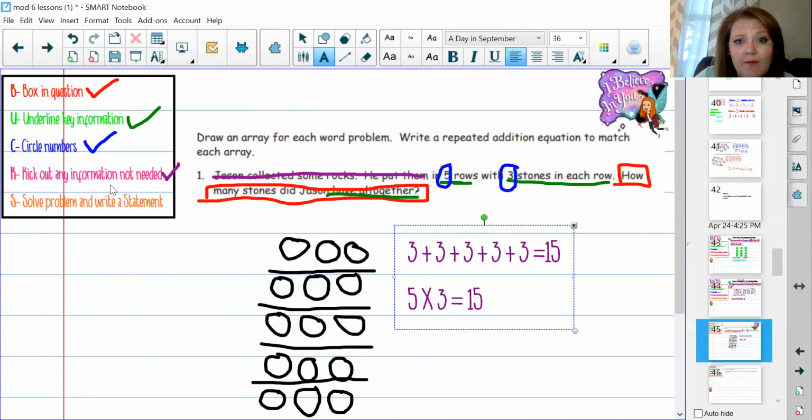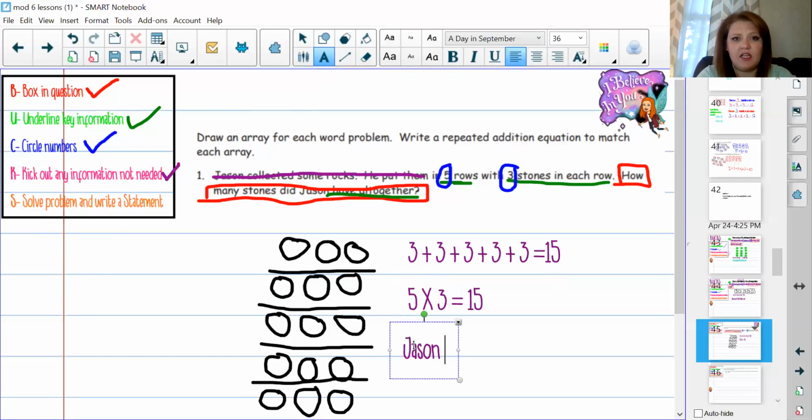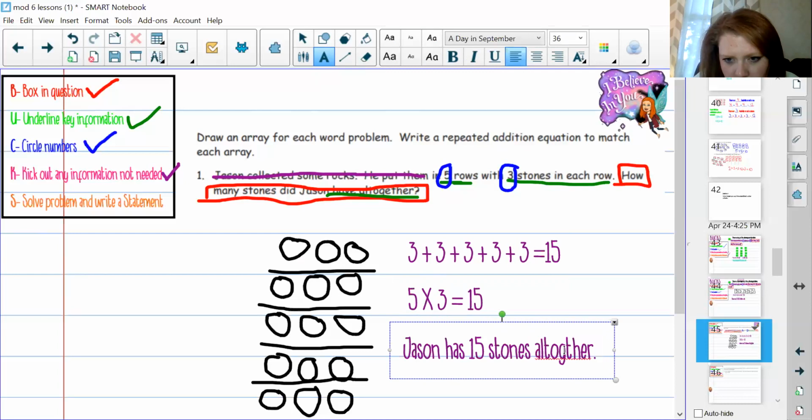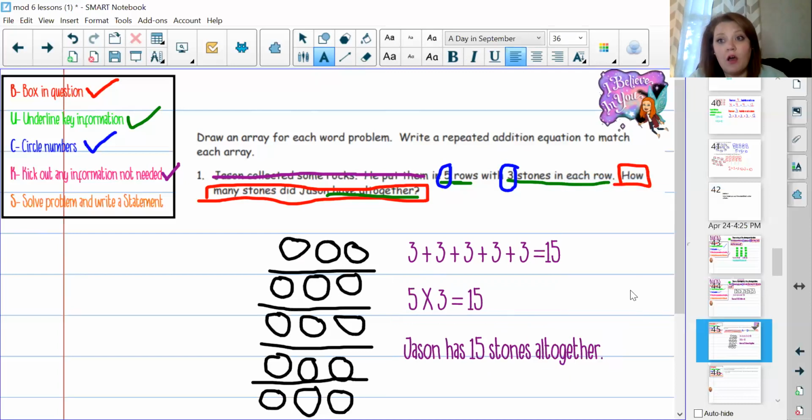Now we need to write a statement. So look at my question. It says, how many stones did Jason have all together? Let's write my statement. Remember, we're going to restate that. We're going to say, Jason has 15 stones all together. Period. If Mrs. Reed could spell. Has 15 stones all together. All right, your first problem's done.